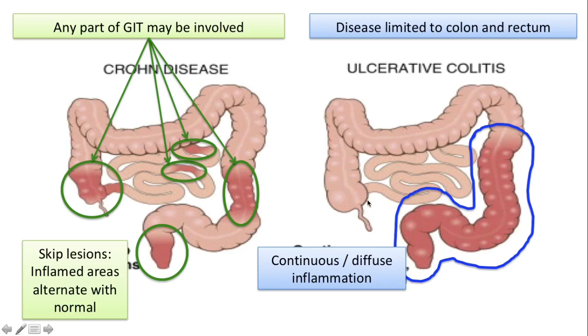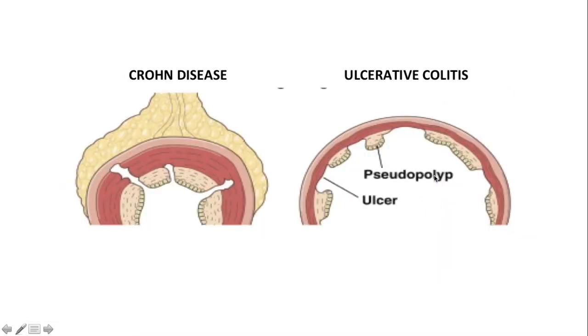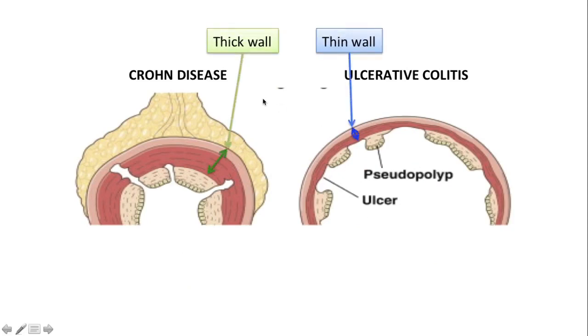And sometimes if that happens and if it's severe, you can have a little bit of involvement of the terminal ileum. But in general, the small intestines and the rest of the proximal GIT will not be involved. In terms of the extent of inflammation as well as the patterns of the ulcers, in Crohn's disease the bowel wall tends to be thick, but in ulcerative colitis, the bowel wall tends to be thin.